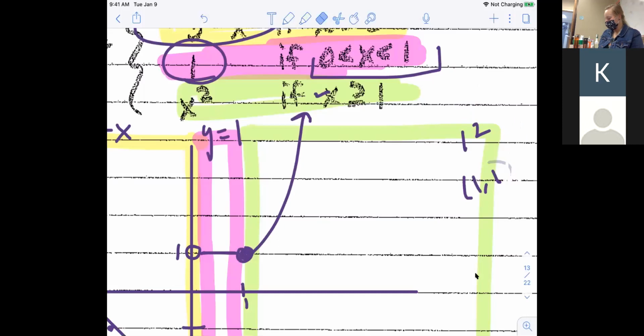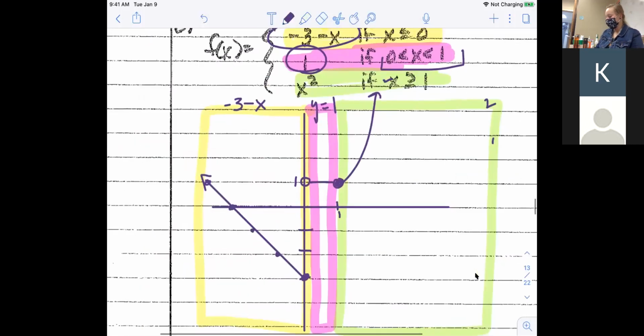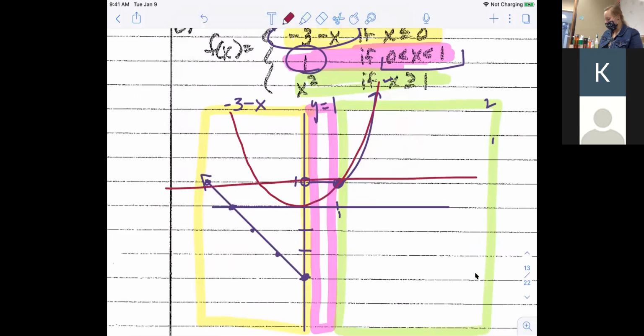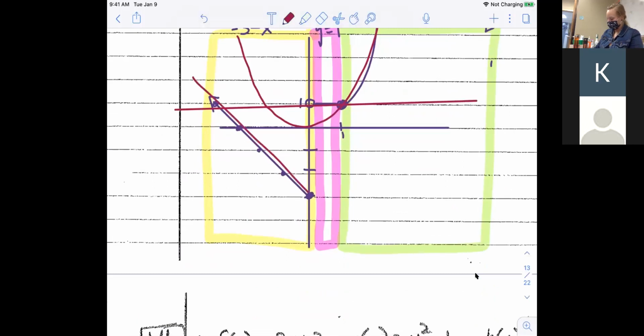Again, what you can do, I'm trying to give you some options so you don't feel helpless. Oh, that's not what I wanted to do at all. Okay. What you could do is graph all of these independently. I could say, here's what a parabola looks like. Here's what y equals 1 looks like. And then here's what my equation of my line looks like.